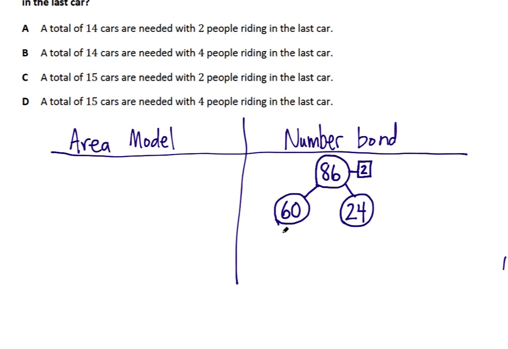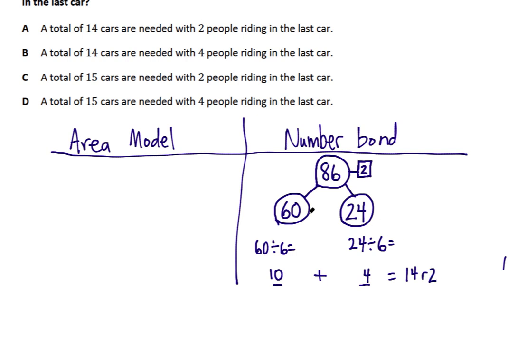So I can easily set the problem up like this. 60 divided by 6, and then 24 divided by 6. That equals 10. 24 divided by 6 is 4. And I'm going to have to add these two numbers together, 10 plus 4, which equals 14. And we cannot forget about this leftover here. This is what's left over, so that's remainder 2.